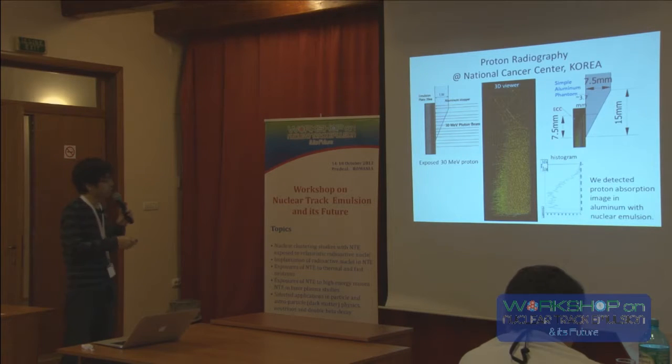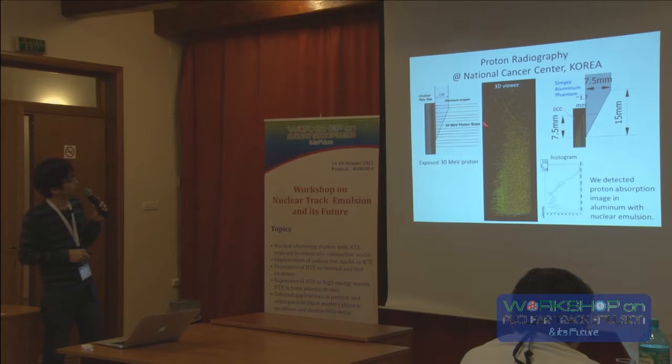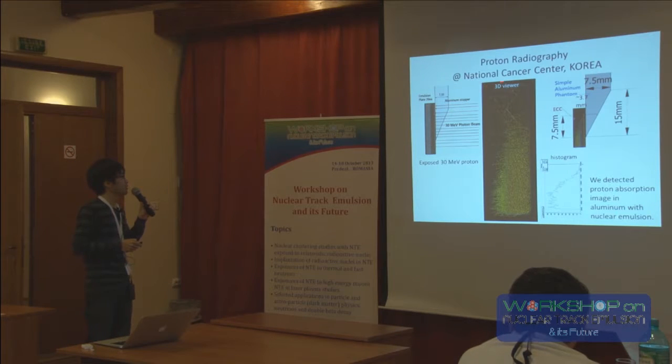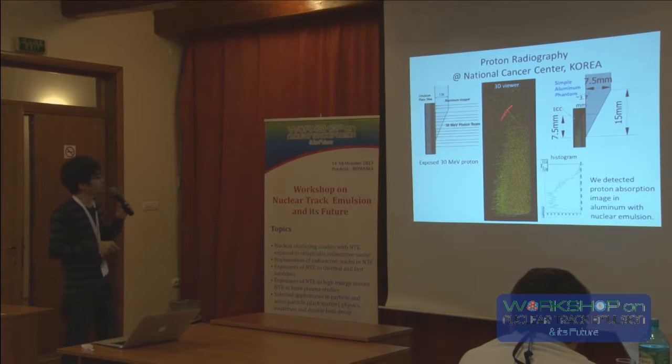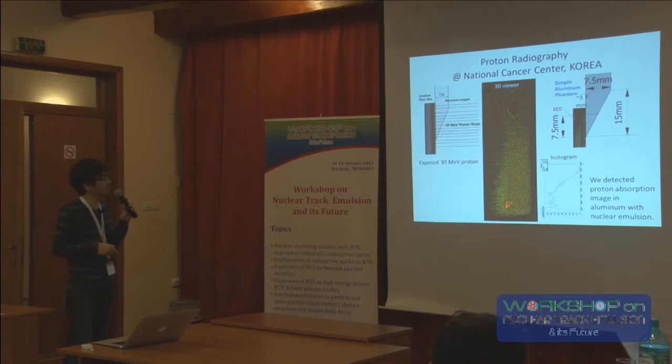Next, we are trying proton radiography with Korean colleagues at the National Cancer Center in Korea. This is a setup view of the proton radiography. This gray part shows the aluminum stopper, and this is the emulsion. In this experiment, we exposed 30 MeV protons vertically to the emulsion. This red line length shows the expected range of protons. This is a scanning result of the proton tracks reconstructed by our system.